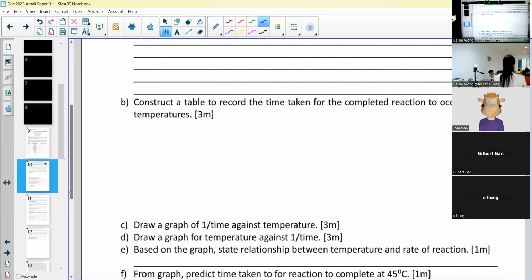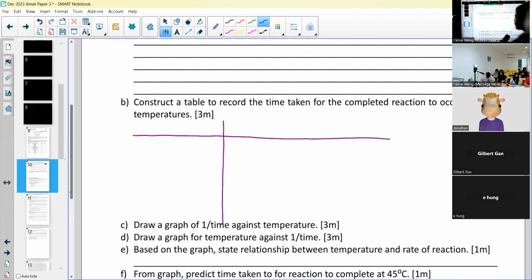3 marks over here. I purposely do it in these situations. Can anyone tell me how many columns are needed? 3. Okay, maybe what are they? The first one? Temperature. Okay, you can put temperature. It's a must for you to put the unit. For those of you who are good, you want to put a T also can, for chemistry.